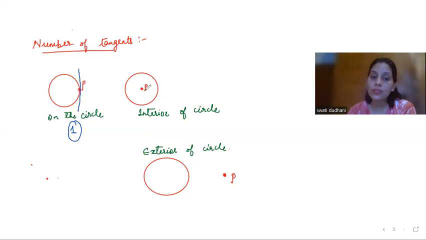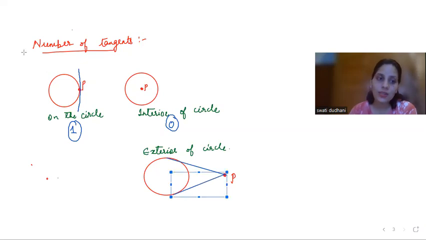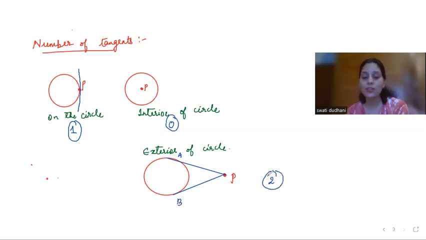If the point is interior to the circle, inside the circle, you cannot have any tangent. The number of tangents is 0. And last one, if the point is outside the circle, exterior to the circle, we can have two tangents. See, one is like this and the other one is like this. So basically here we have PA and PB. We can have two tangents if the point is exterior.